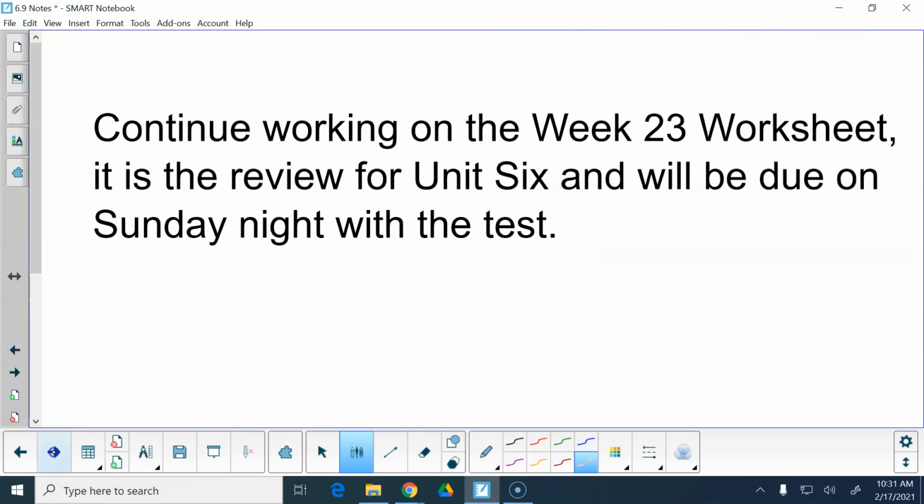Yeah. So, for the remainder of time today, you can continue working on worksheet number 20, or the worksheet from this week, which is 23. It's the review for Unit 6. It's in their packet. It'll be due Sunday night with the test. Okay? Also on top of that, missing work could be done and turned in, or fixed, or anything like that.